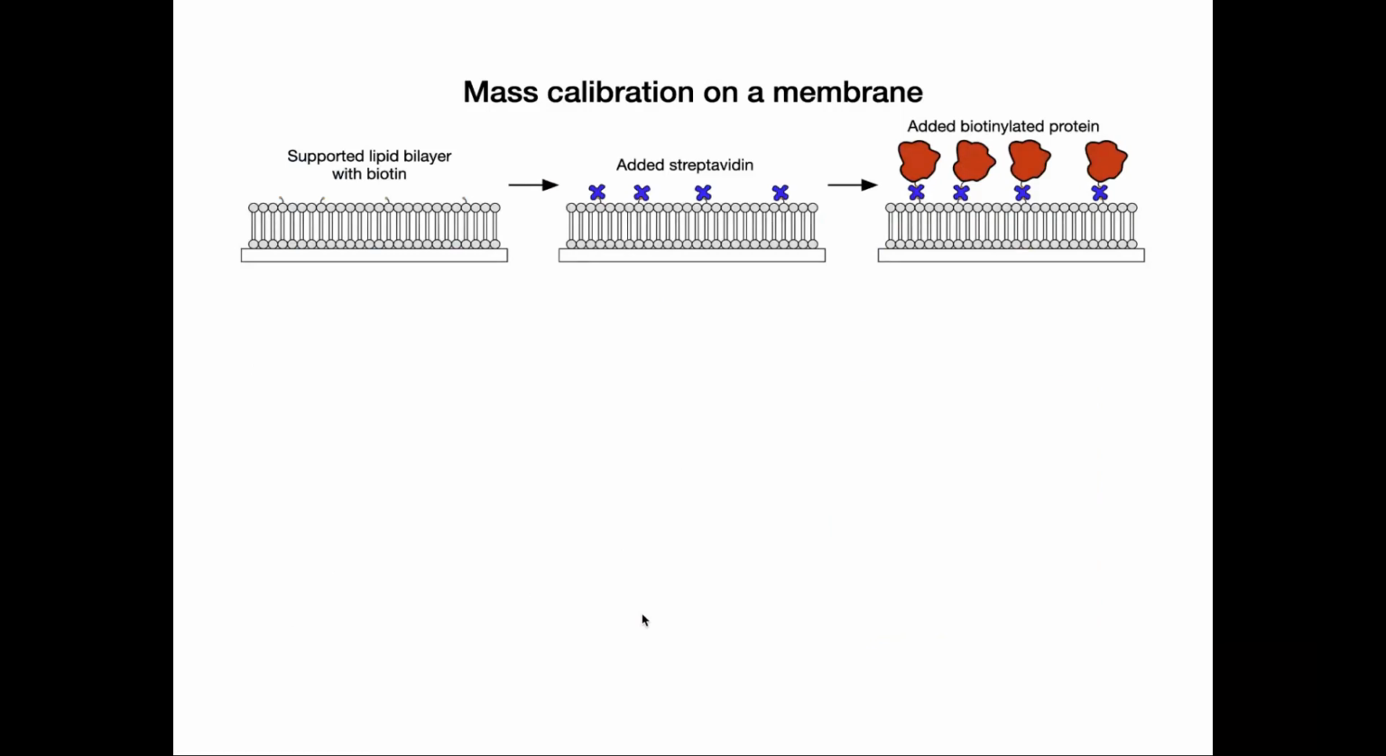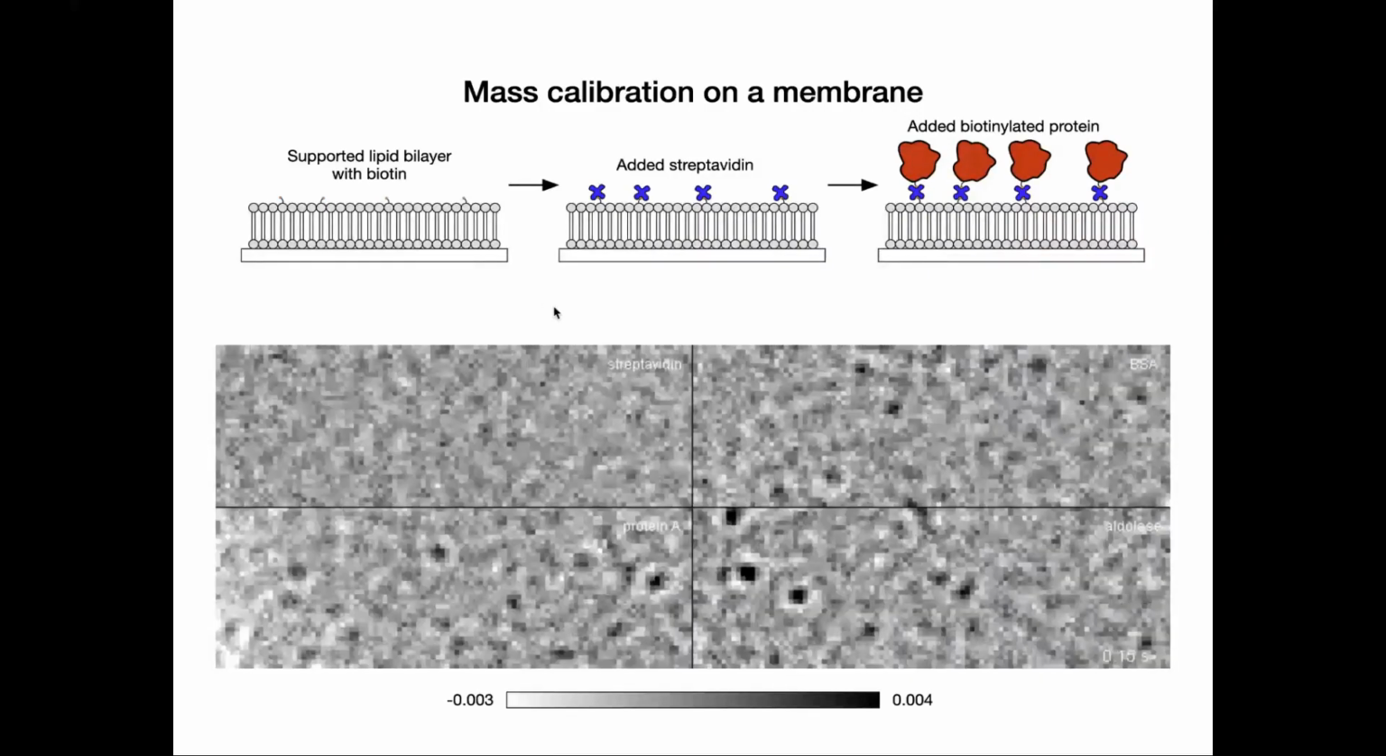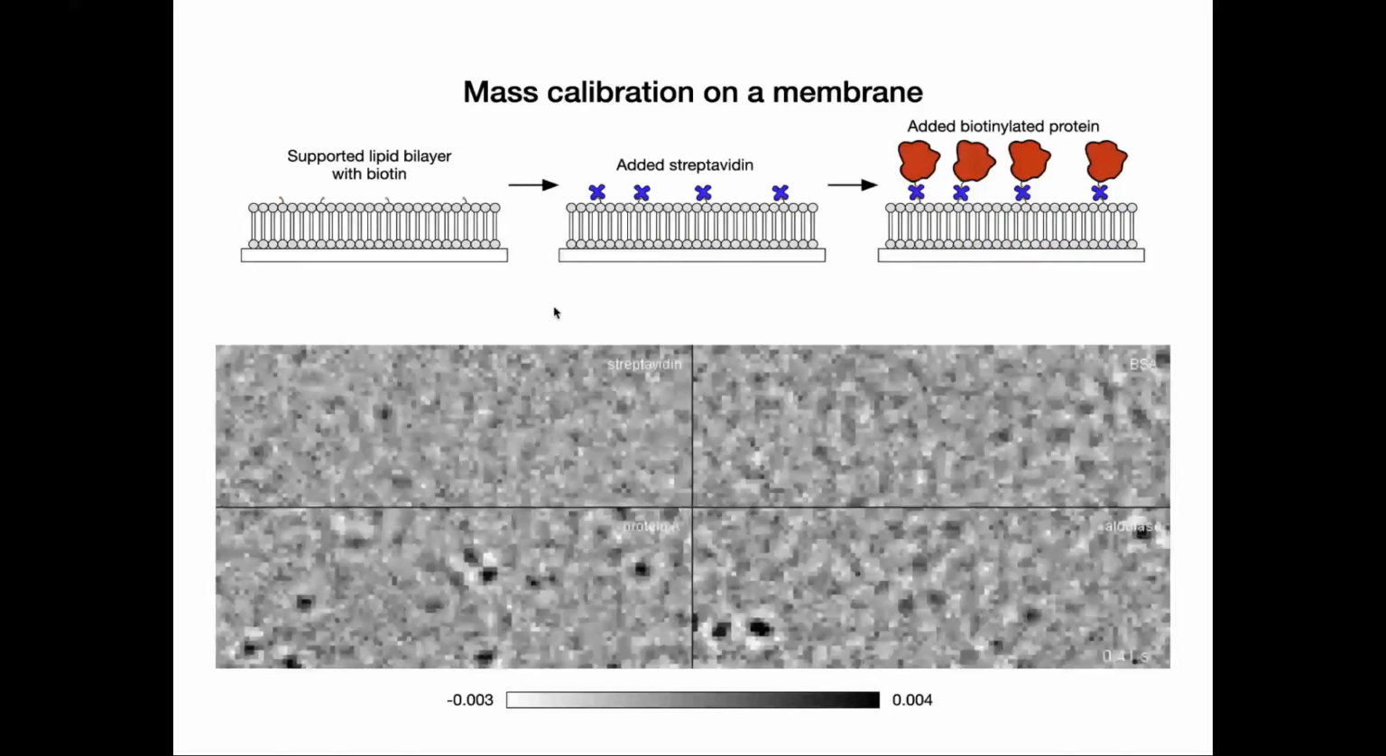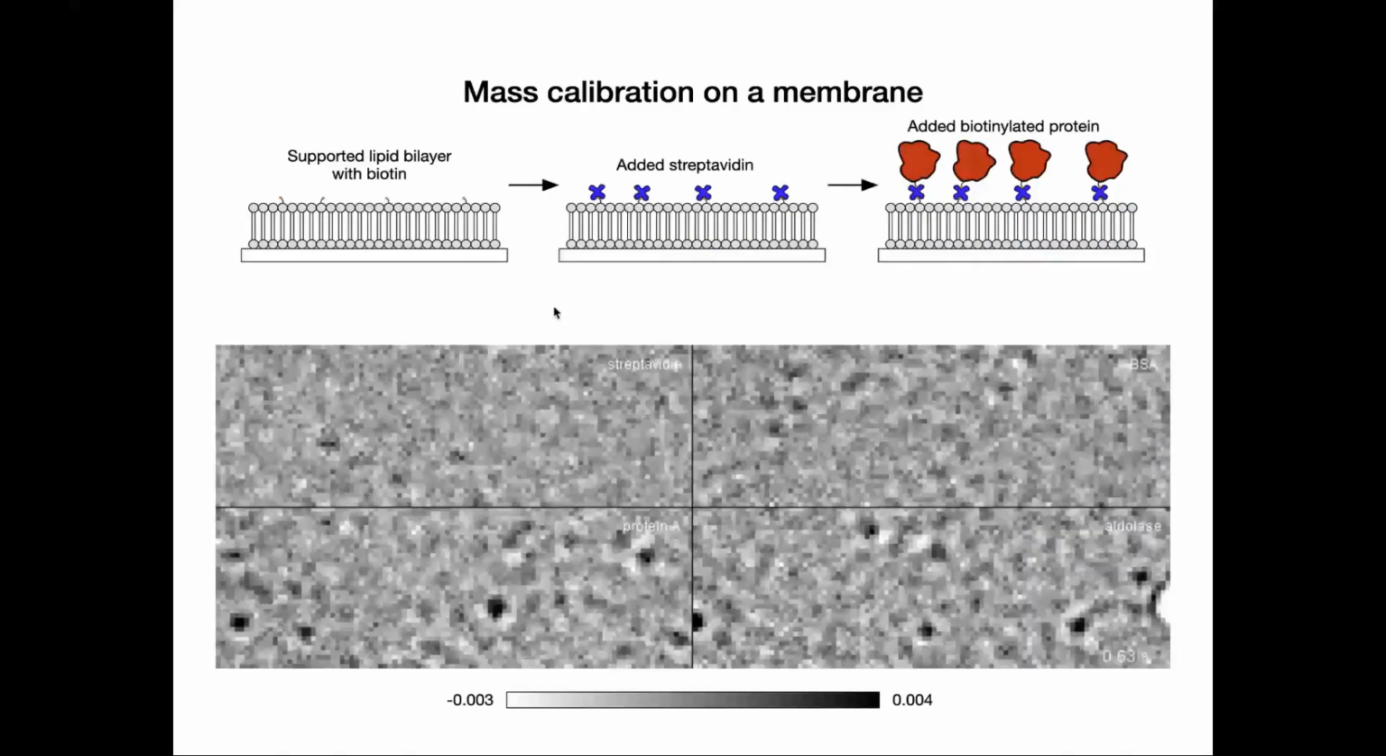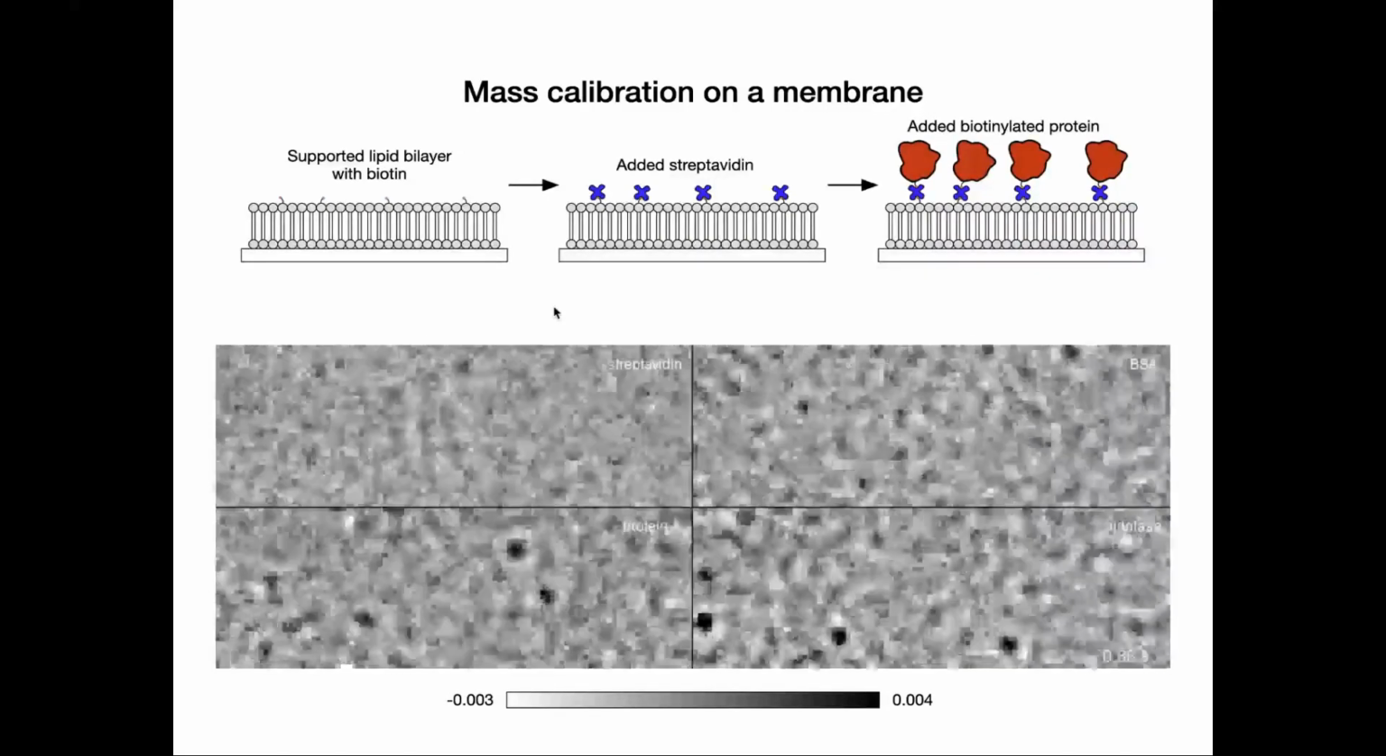First of all, if you don't have a protein like dynamin, which is more or less self-calibrating, you need some sort of independent mass calibration for this new approach. And what we did is we used biotinylated standard proteins that we attached via streptavidin to a biotinylated bilayer. And this way we could generate bilayers with differently sized proteins diffusing on top of it.